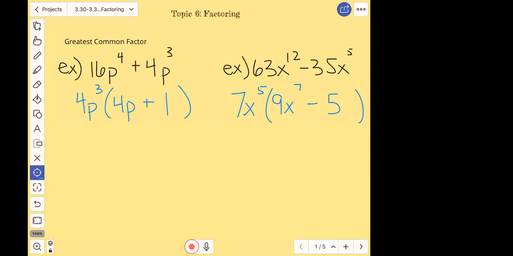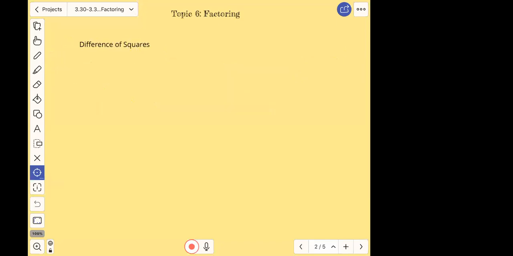So that's all I wanted to talk about with GCF. Next, I want to move on to difference of squares. All right, so difference of squares is when we have a binomial. So it's just a binomial, which means we have two terms, and they both have to be perfect squares. And we have to be taking a difference, which means we have to be subtracting.